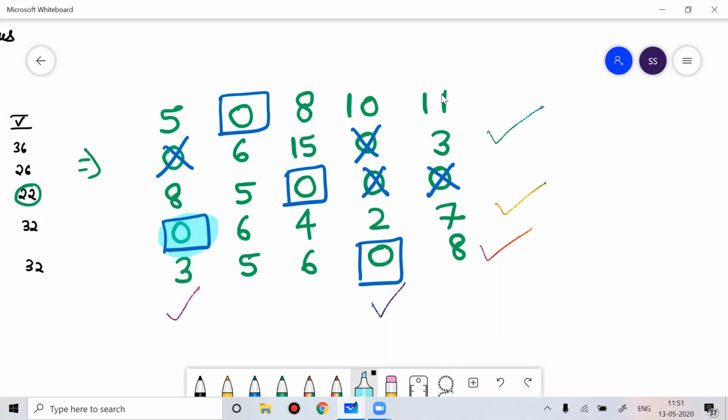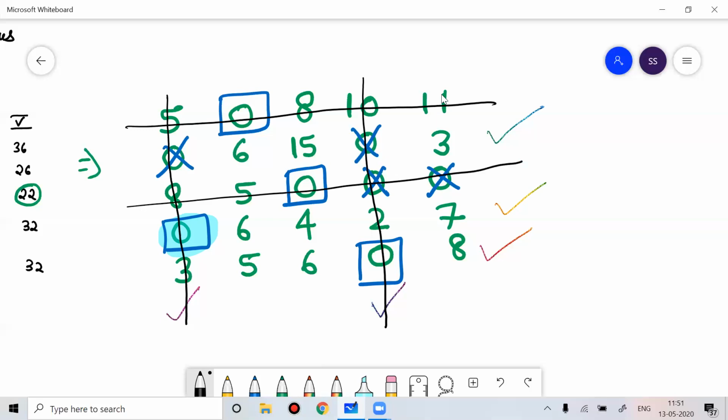Now once you've done this, draw a line over the ticked column and the unticked row. Now if you notice these elements, what you can see are 5, 0, 8, 10, 11, 0, 6, 11, 15, 0, 3, 8, 5, 0, 0, 0, 0, 6, 4, 2, 7, 3, 5, 6, 0, 8.